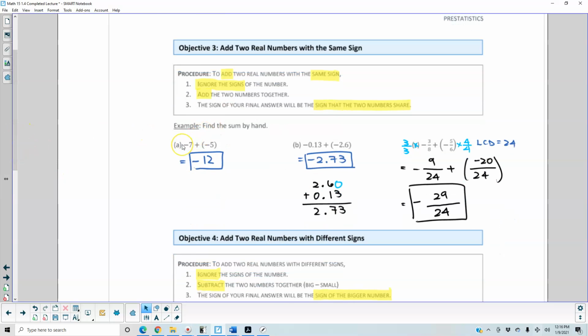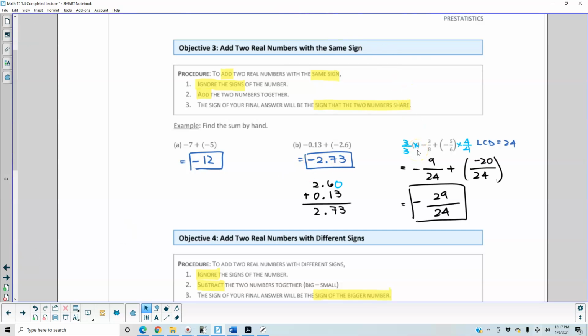So in example A, it says find the sum by hand, -7 plus -5. That's basically saying that we're adding two negative numbers. Or if we lose $7 plus we lose $5, then how many dollars did we lose in total? Well, that's -12. Over here in part B, we have -0.13 plus -2.6. So if I lose 0.13 and I'm losing 2.6, in total I'm going to be losing -2.73. So I'm adding them together and keeping the sign.